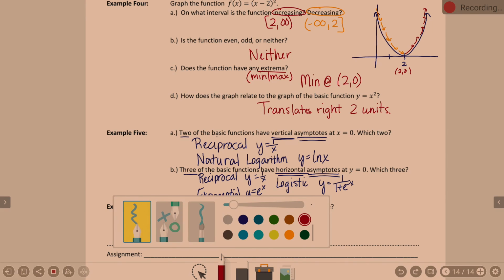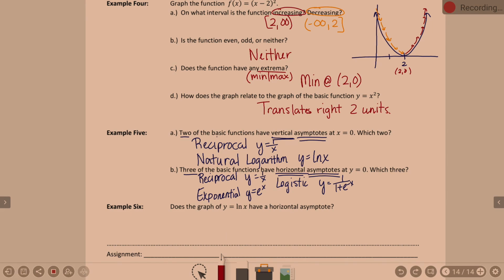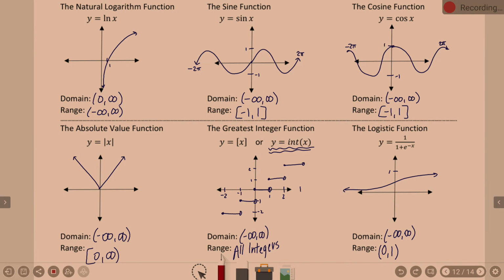Now, last question. Does the graph of y equals ln x have a horizontal asymptote? Yes. No. It's increasing. So the question is, does it have a horizontal asymptote? Is there a spot where it levels out up here? No. Our domain or our range shows us going up to positive infinity. My fault, guys.